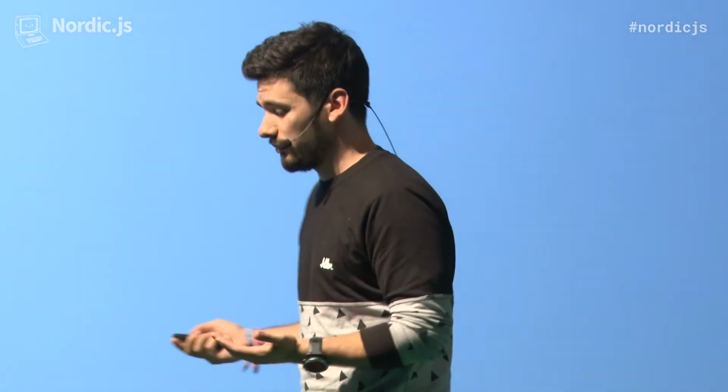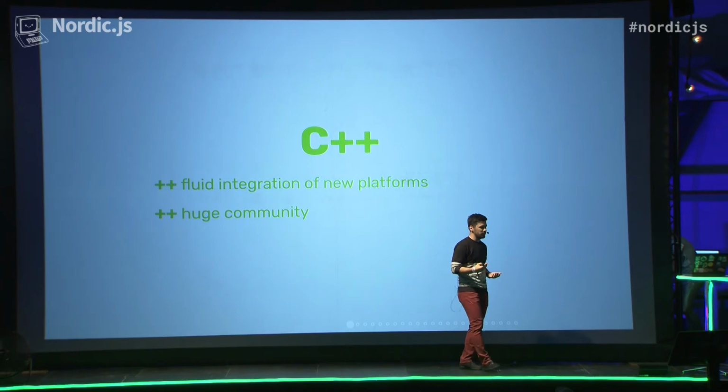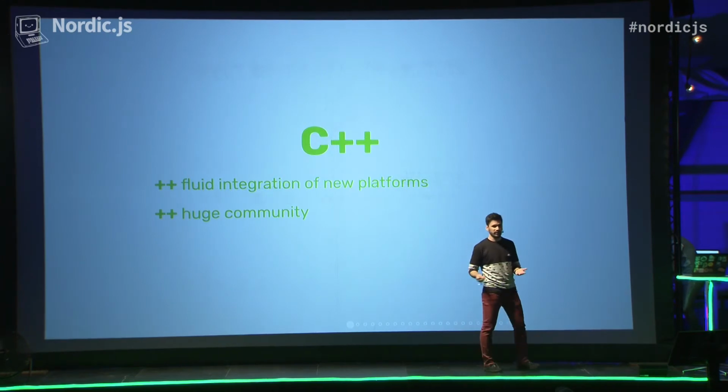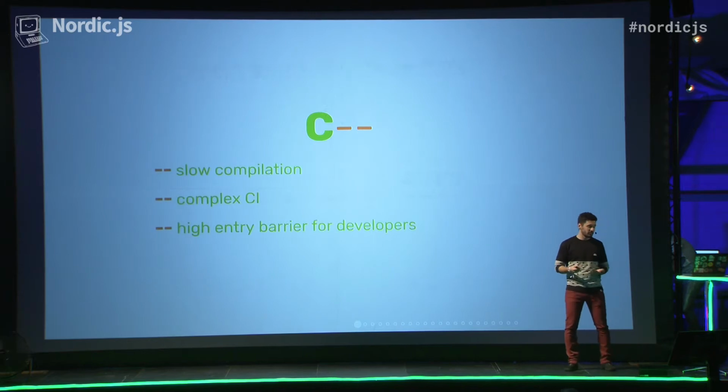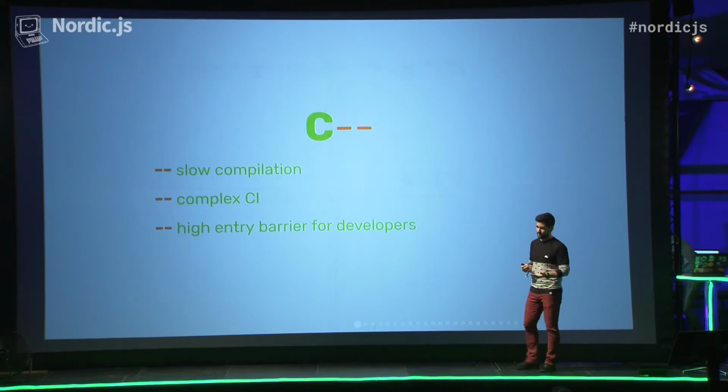So, the first thing, we wrote our common code in C++. And C++ is a great language, obviously. It's really portable, and it has a huge community, so you have libraries basically for everything. But of course, it's not perfect. It's usually really slow to compile. It has a really complex CI because of the many different compilers. And it has a really steep learning curve, especially for JavaScript developers.